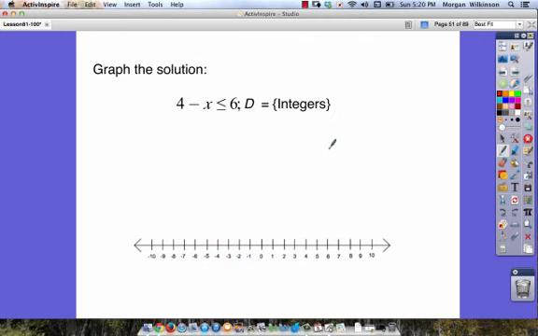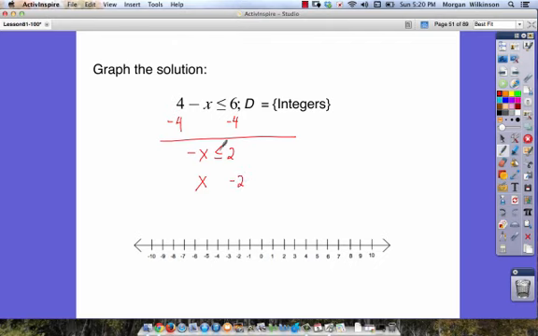Here we have 4 minus x is less than or equal to 6, and our domain is integers only. So first off, let's subtract 4 from both sides, because we're just solving for x. We're going to be left with negative x is less than or equal to 6 minus 4, that's 2. Now, we've got to multiply both sides of our equation by -1, or we can just move the negative over to the other side of our inequality, and we're going to get x is, well, we've got a -2.